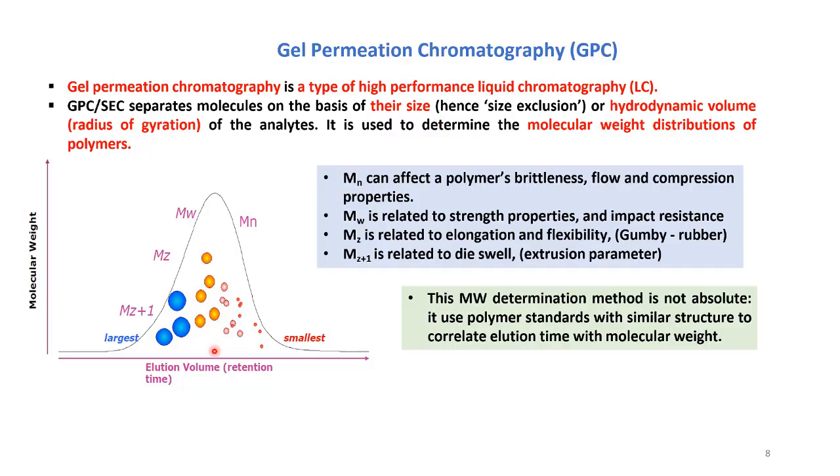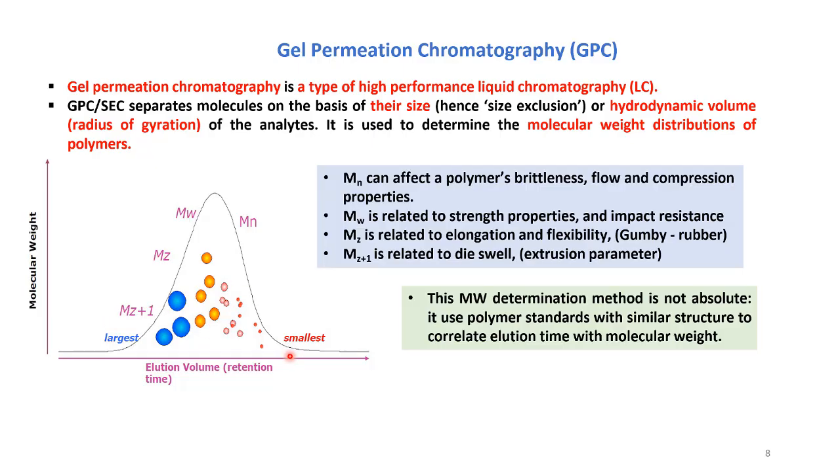So suppose we have different polymers here, and this is the largest and this is the smallest, depending upon their elution volume. So that is the retention time. Depending upon the time and also the molecular weight, this kind of curve will be formed, and the larger particles will lie in this region, and the smallest particle will lie in this region. So this is again size exclusion. Depending upon their size, the separation happens.